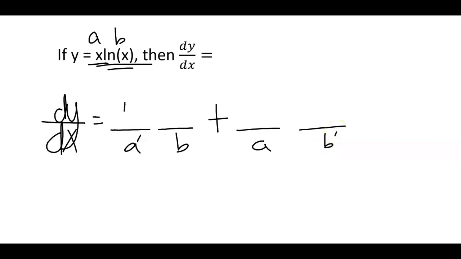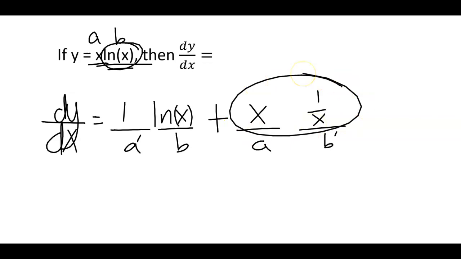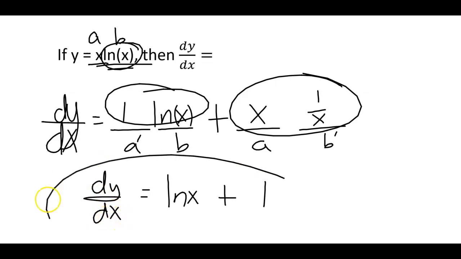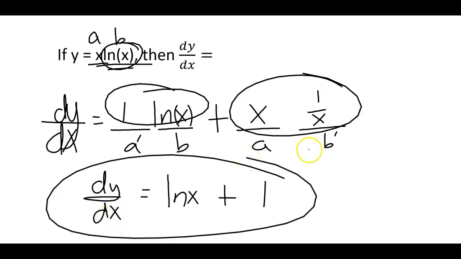So a prime is 1, because the derivative of x is simply 1. B is ln of x. A is x. B prime is the derivative of ln of x, which is 1 over x. Now, if we multiply these together, you get x over x, which is simply 1. If you multiply these together, you get ln of x. And so there is my final answer, ln of x plus 1.